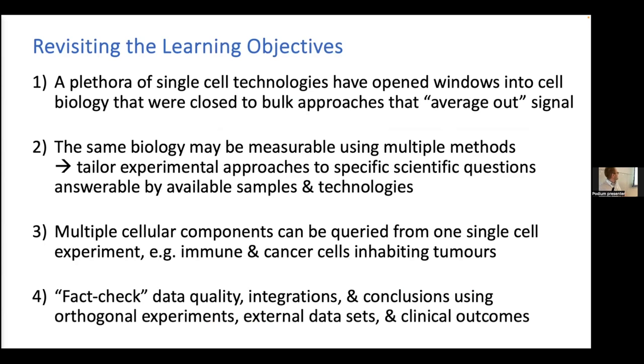So just to revisit the learning objectives we had at the start, there's a huge number of single cell sequencing technologies. You really want to tailor them to your specific scientific question. You can measure the same biology multiple different ways. You can measure the biology using protein, like with RNA-seq. You can use that CRISPR screen experiment. You can have a mouse model and then compare it to humans. There's lots of different ways. These are all hammers looking for nails. So you really need to tailor these experimental techniques to your specific question.